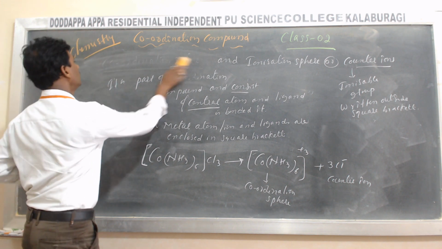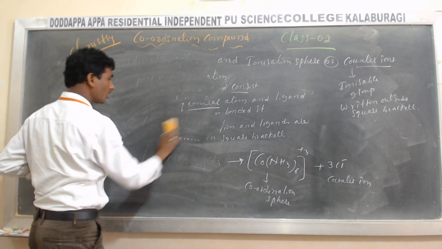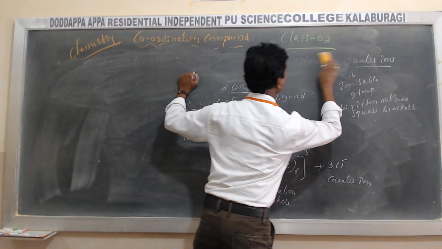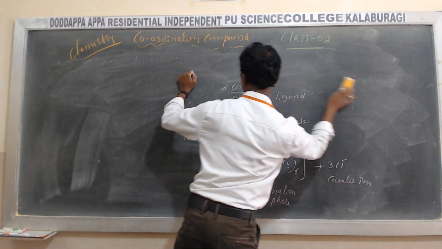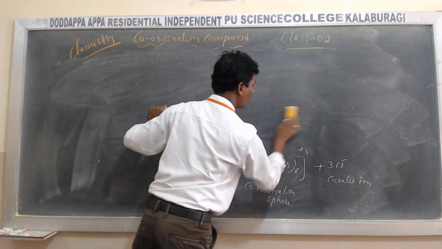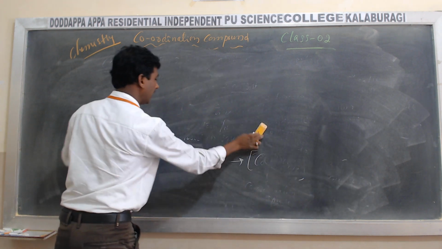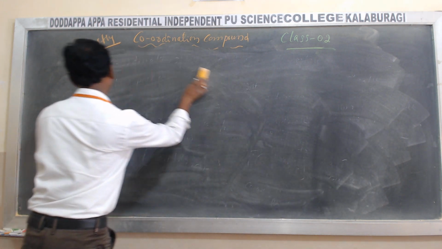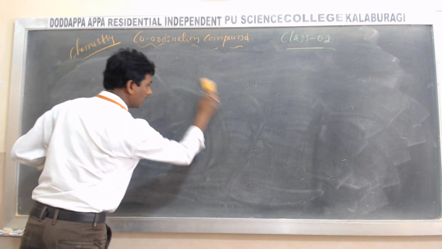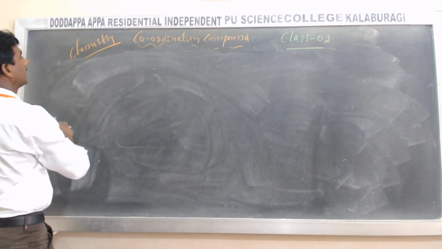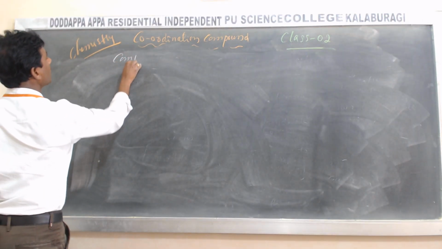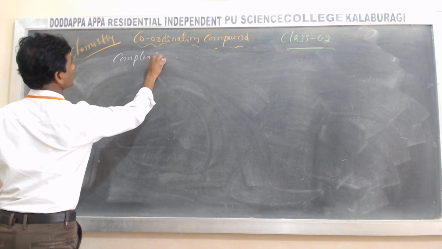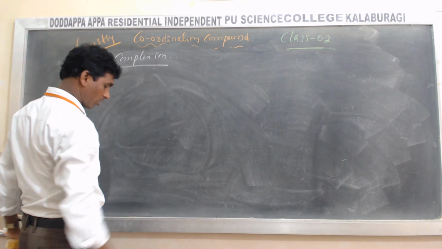So now coordination sphere is over, counter ion is over, and coordination polyhedron and the coordination number are over. The next is the homoleptic and heteroleptic complex. So before going to the homoleptic and heteroleptic complex, I can discuss complex ion. Very important. What is this complex ion?